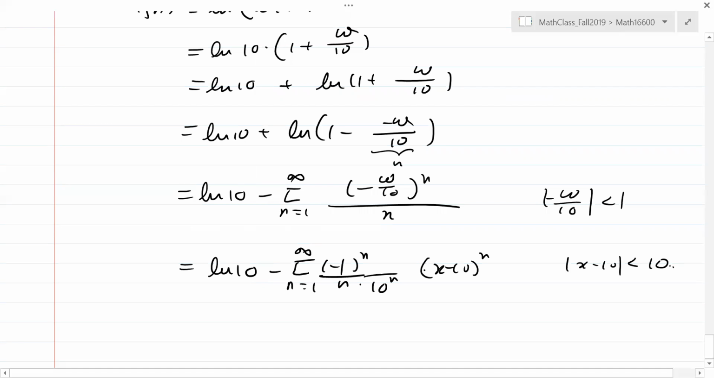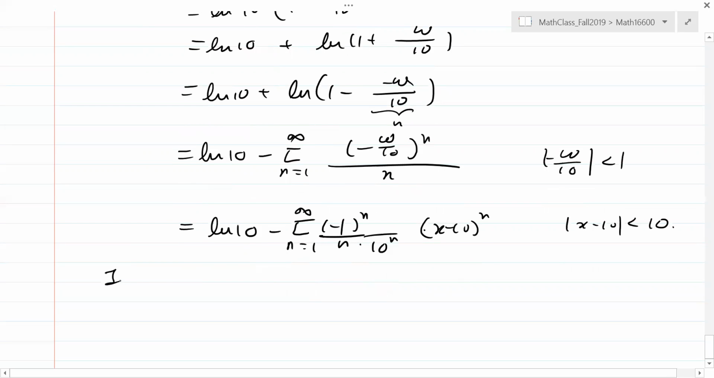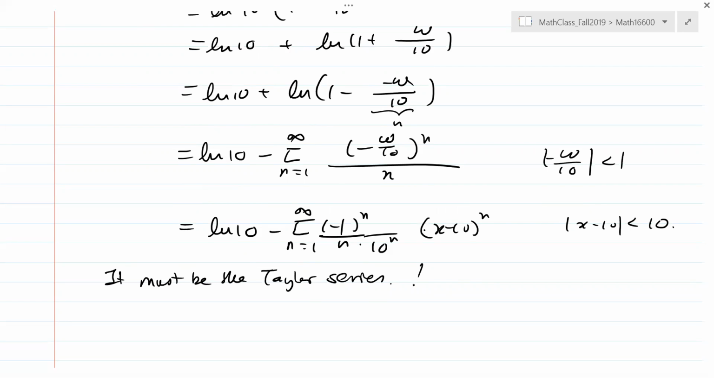This is what we got, a power series representation, but you can say that this is just a Taylor series. Okay, it must be the Taylor series. Okay, so you don't need to find the derivatives and evaluate. Don't use the definition for the Taylor series to solve the problem.